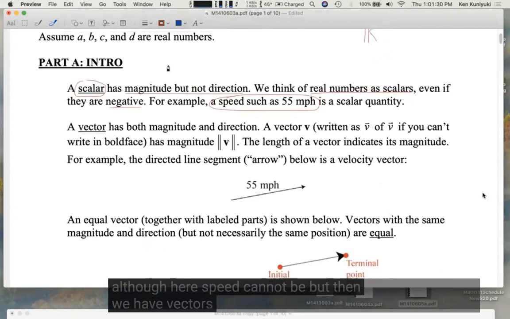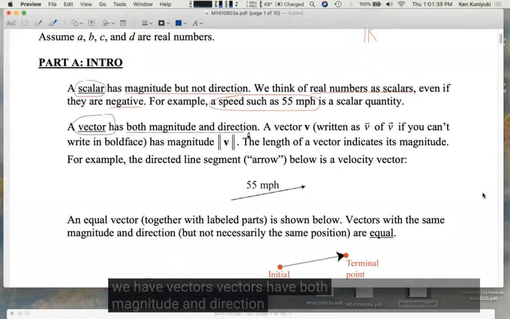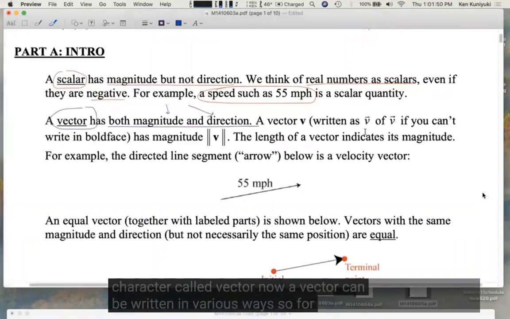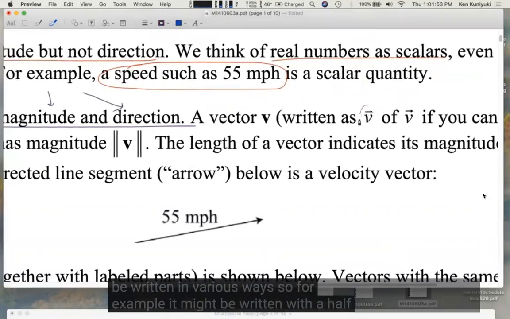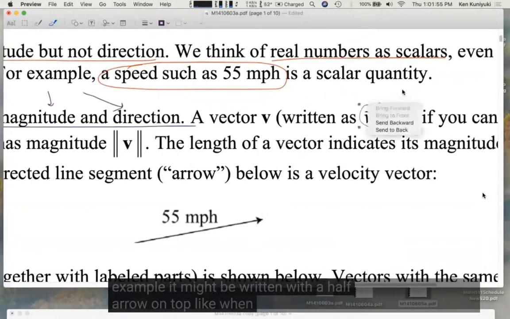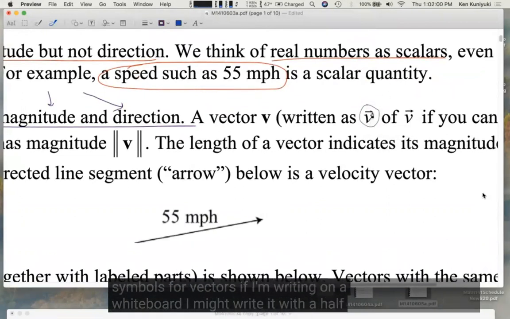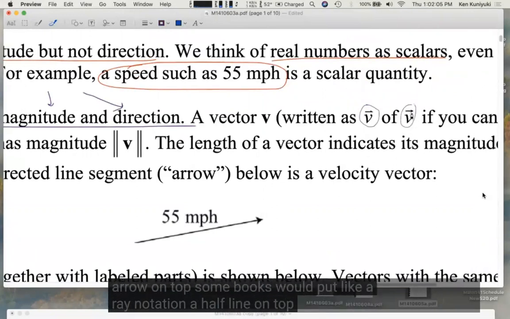But then we have vectors. Vectors have both magnitude and direction. There's a clip from Despicable Me I can send out. There's actually a character called Vector. Now, a vector can be written in various ways. For example, it might be written with a half arrow on top. When I'm writing symbols for vectors on a whiteboard, I might write it with a half arrow on top. Some books would put a ray notation, a half line on top.